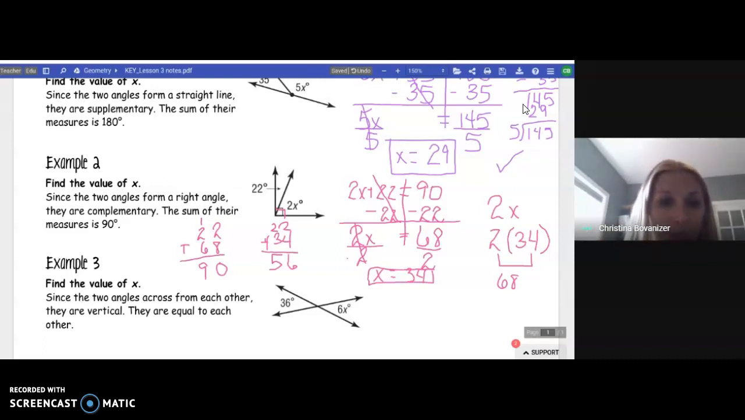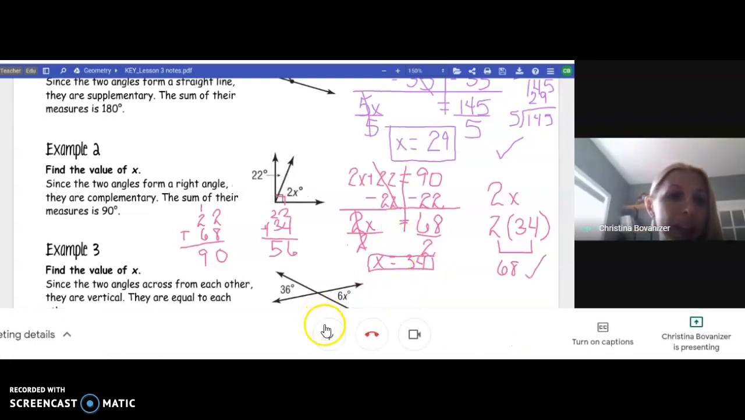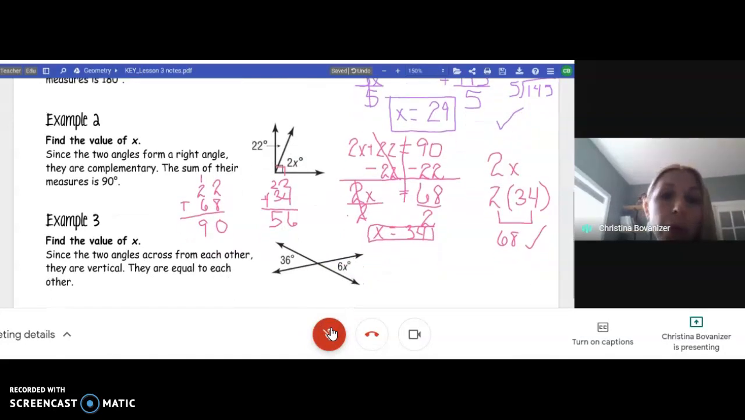Does that help? That does. So like 68's not the answer to the problem. 34 is the answer to the problem, right? And 68, if they asked us for the angle measurement, that's what we'd go and do to find the other one. So we kind of just found 68 to check our answer, right? Yep.